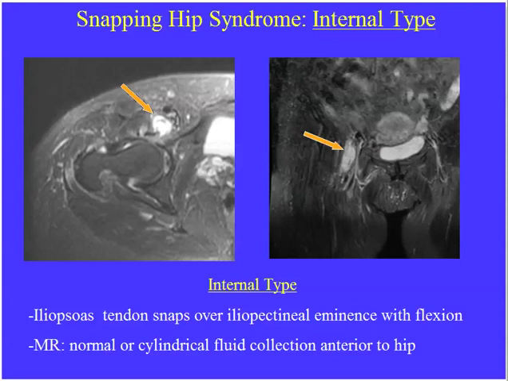The internal type occurs when the iliopsoas tendon pops back and forth over the iliopectineal eminence. And we can try to work this up with MR imaging, and occasionally we'll see fluid collecting within the iliopsoas bursa. Iliopsoas bursa is the longest and largest bursa in the body. It sits right on top of the iliopsoas tendon. It's this cylindrical fluid collection that runs along the psoas tendon, and if it snaps back and forth over the iliopectineal eminence, it can lead to irritation and fluid within the bursa.